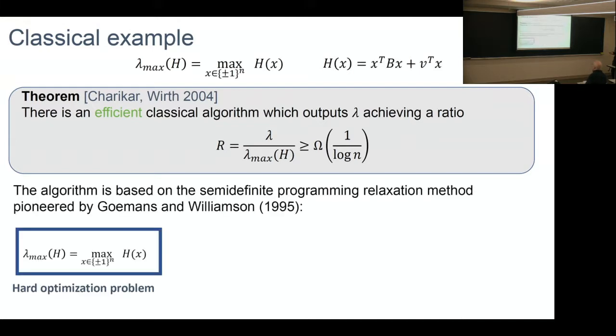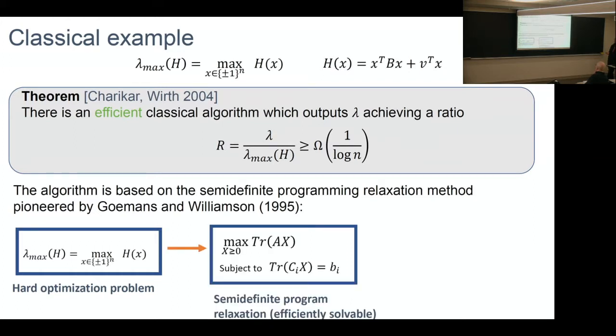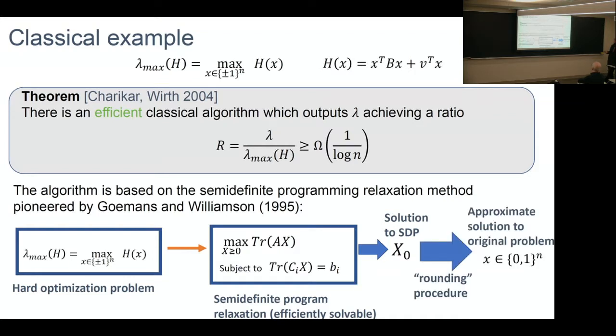What is this algorithm? It's based on a semi-definite programming relaxation along the lines of Goemans and Williamson. You have this hard optimization problem, which is maximizing the quadratic function. Now you relax it, and you work with pseudo-expectations as was described earlier. You have this matrix X that describes those pseudo-expectations, and you cast this relaxation as a semi-definite program, which can be solved efficiently, and then you round back to the original problem.